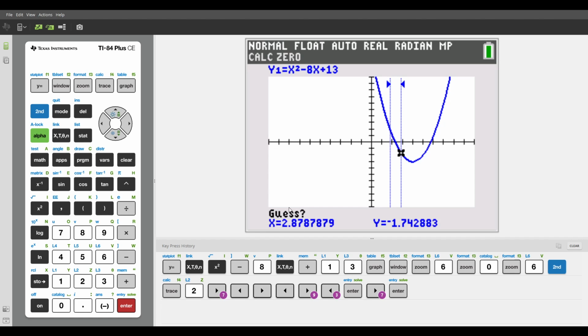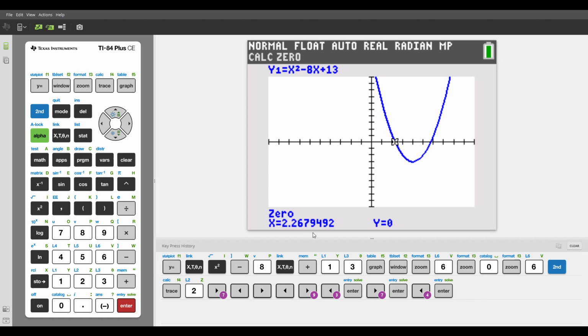Then your calculator asks for a guess. This part is not necessary. We can skip this, or if you would like, you can take a guess by moving your cursor close to where the intercept is. So once we hit enter, it's going to tell us that the 0 happens at x being 2.267 and so on. It's going to give us the exact x-intercept point, and this happens when y is equal to 0. Alright, so this is our first intercept.